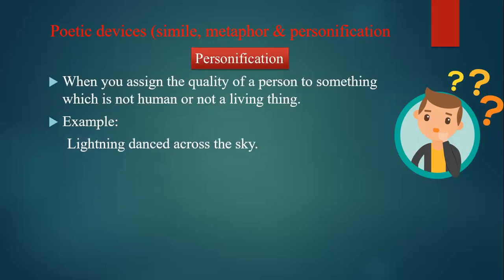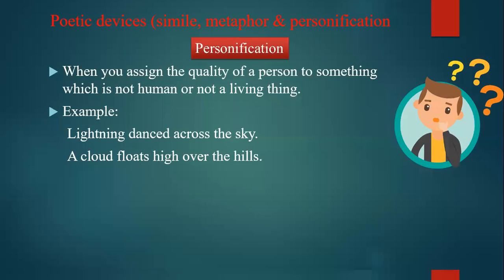For example, lightning danced across the sky. Okay, so dancing is the quality of a human being, but here we are assigning this quality to lightning. A cloud floats high over the hills. Similarly, we are assigning the quality of floating to a cloud over here. Okay.